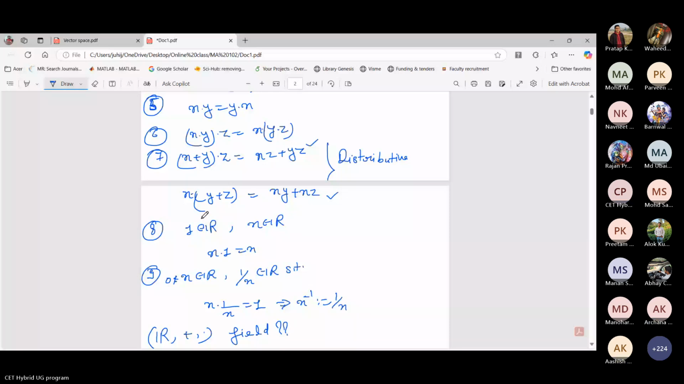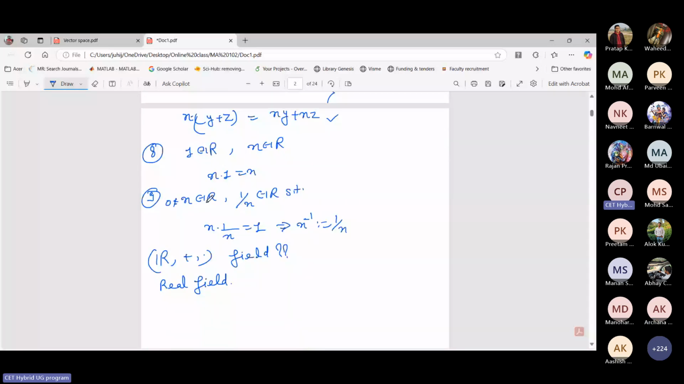Okay. So with these usual operations, R with plus and dot is a field, and we call this field a real field. Can you verify all these things with the set of complex numbers with usual addition and usual multiplication?